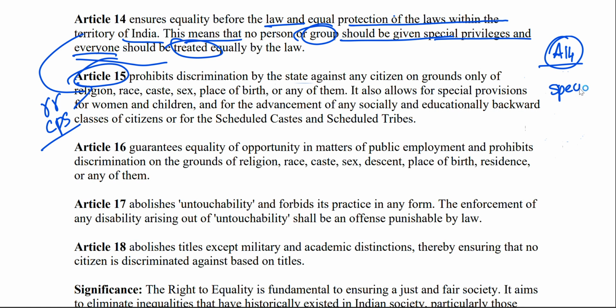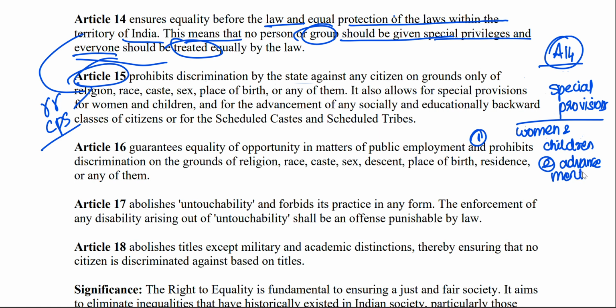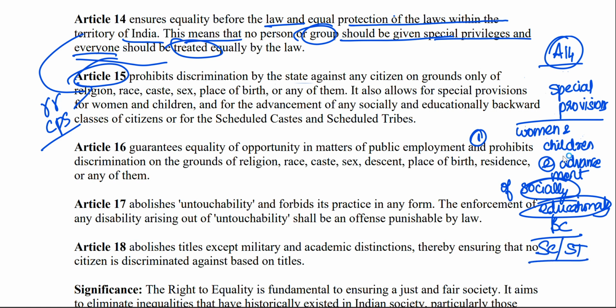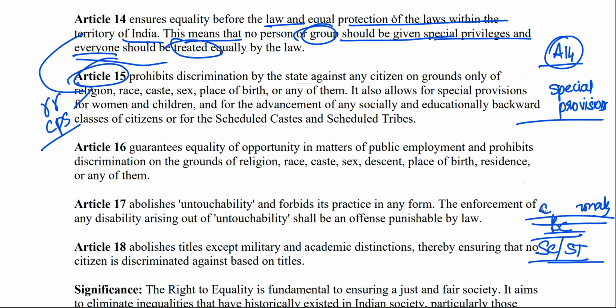So we have special provisions, right? The special provisions are provided for women and children, right? Then advancement of the socially and educationally backward classes of the citizens and scheduled castes, scheduled tribes. So women and children, advancement of the socially and educationally backward classes of the citizens, SC and ST.